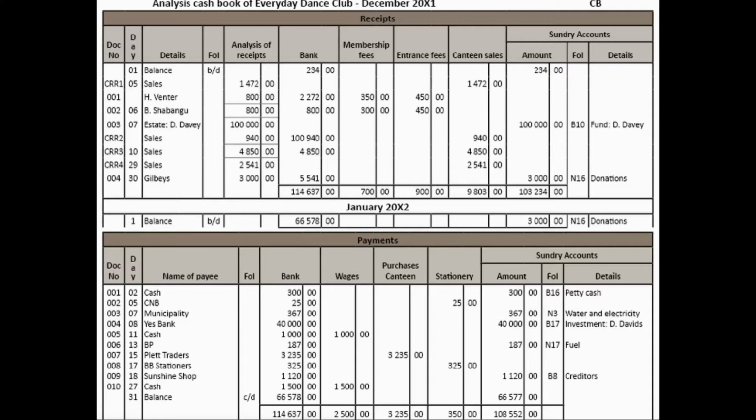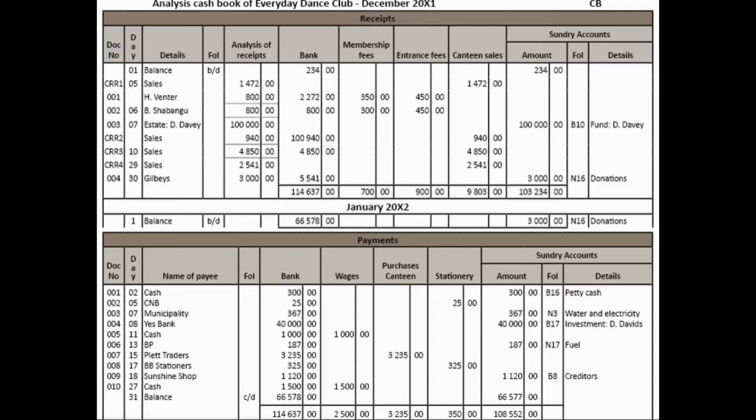On the 7th, to the municipality for water and electricity 367, municipality bank column 367, sundry accounts column 367, and in the details water and electricity.